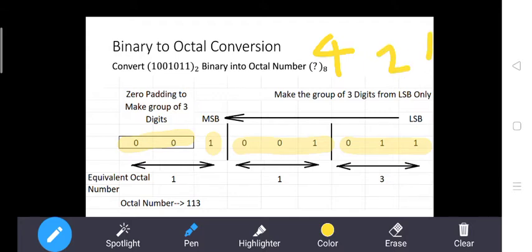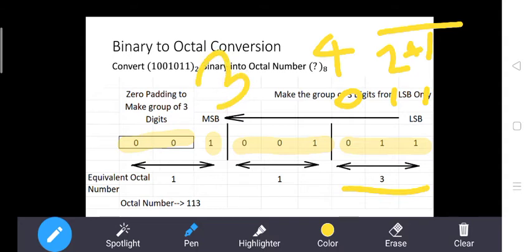Okay, so my first binary code is 011. The 1s are present at weights 2 and 1. So I add these two terms, 2 plus 1. My octal number is 3. I write 3 over here.